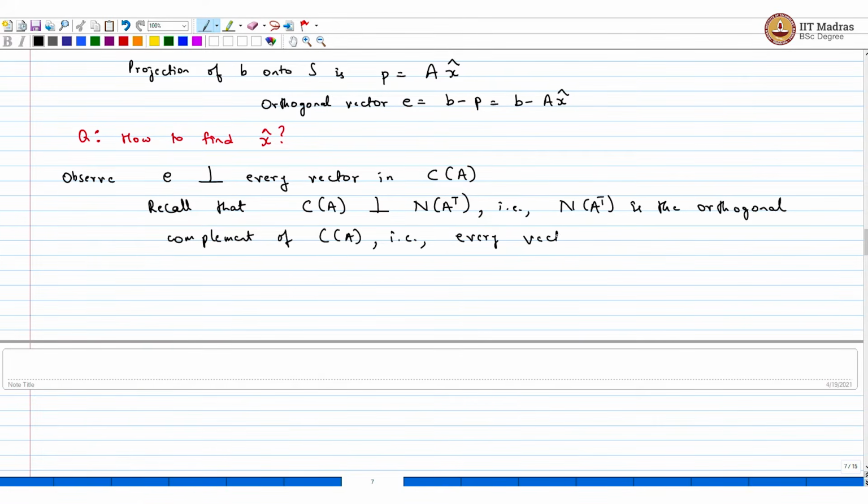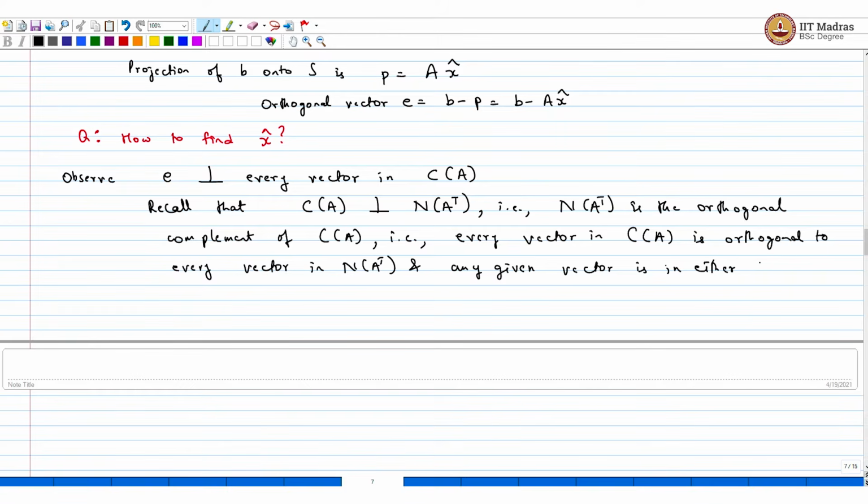which is equivalent to saying that every vector in the column space of A is orthogonal to every vector in the null space of A transpose, and any given vector is in either C of A or the null space of A transpose. So that's the orthogonal complement part. The complement part is that they complete the space. So either a vector is in the column space of A or it's in the null space of A transpose.